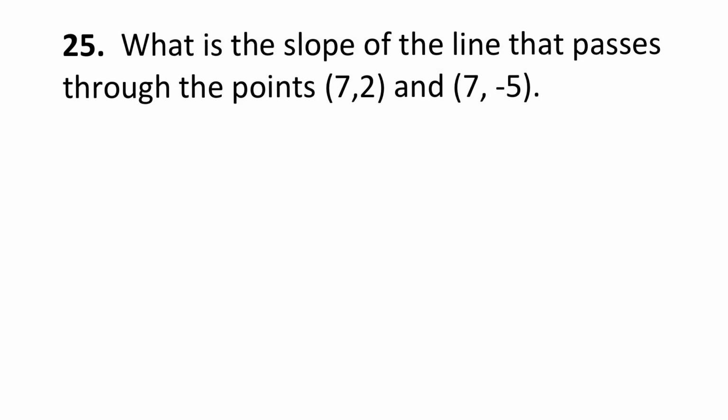25, what is the slope of the line that passes through the points (7, 2) and (7, -5)? We have 2 points. So when we have 2 points, we are going to use the slope formula. So m equals y2 minus y1 divided by x2 minus x1. That is the slope formula. So the first point is going to be x1, y1. The second point is going to be x2 and y2.